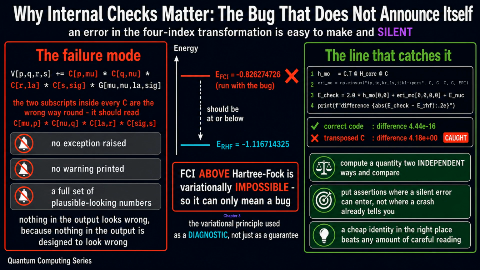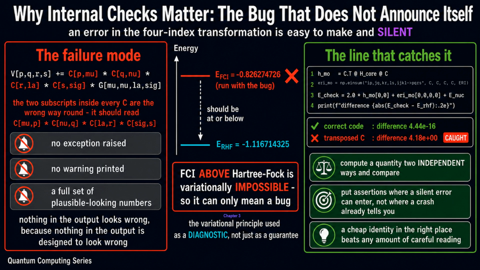That cross-check earns its cost, and here is why. An error in the 4-index transformation is easy to make and completely silent. Transpose 2 index labels and nothing crashes, nothing warns you, and you get a full set of plausible-looking numbers. Downstream, the symptom can be a full configuration interaction energy sitting above Hartree-Fock, which the variational principle forbids and which therefore can only mean a bug.